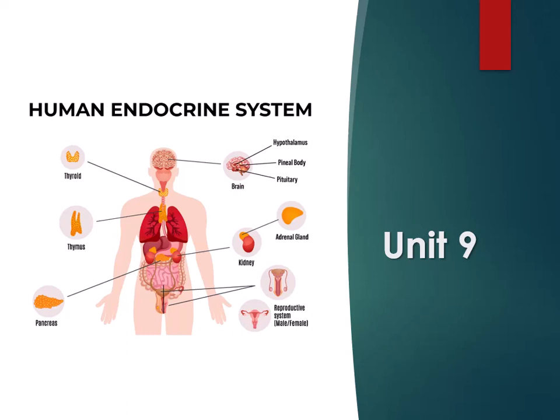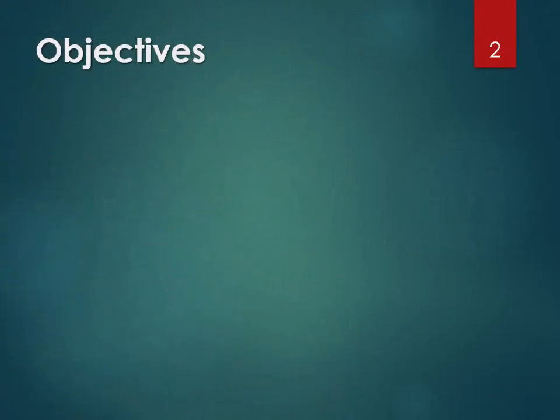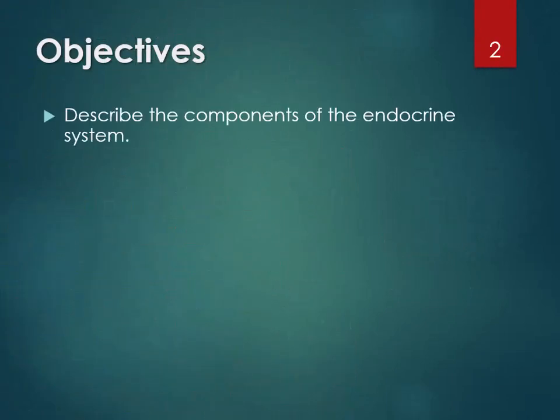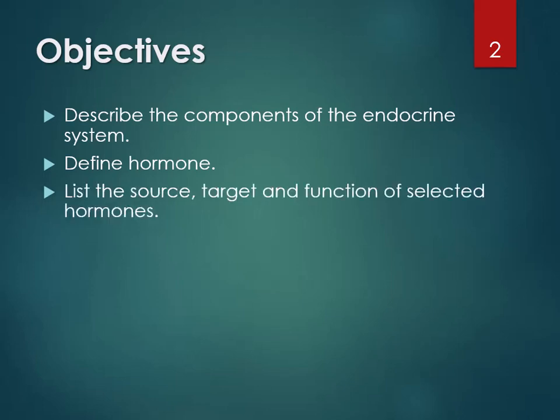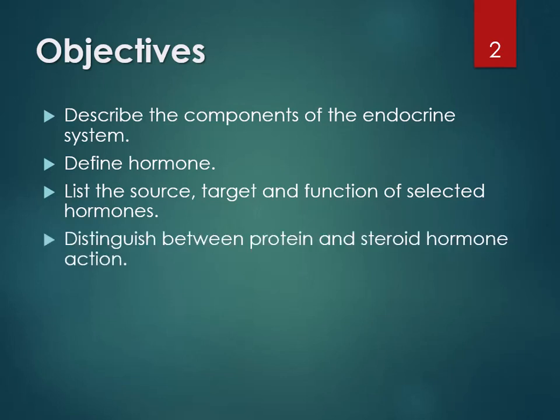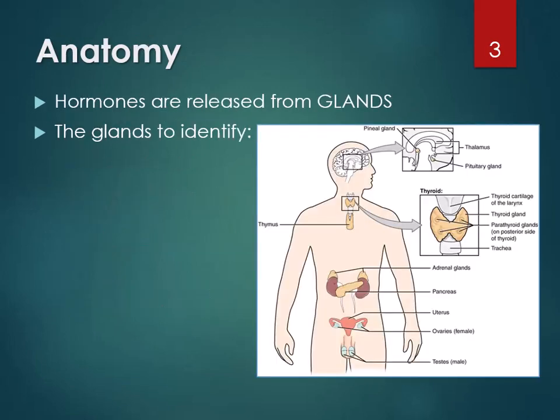Hi everybody, welcome to Unit 9, the endocrine system. We're going to talk about the hormones and the glands that secrete them. We're going to talk about what those hormones do. We're going to talk about how different hormones act depending on whether they're made from protein or steroids. And we'll talk about negative feedback and how to regulate hormone secretions.